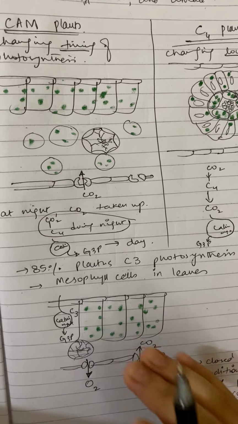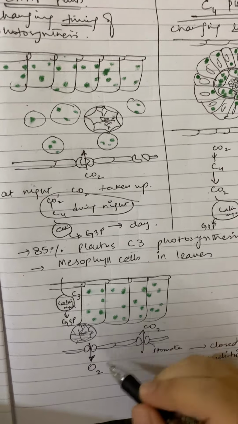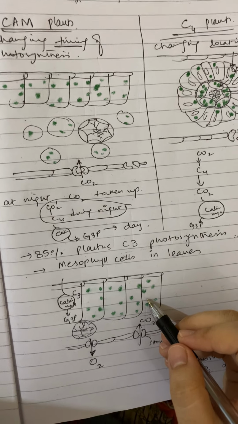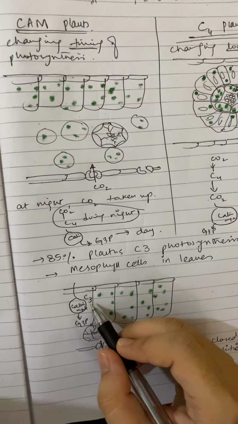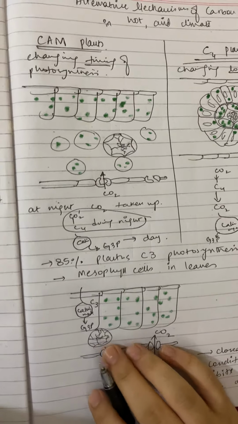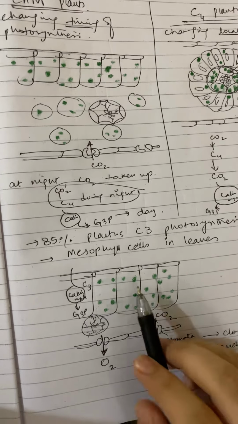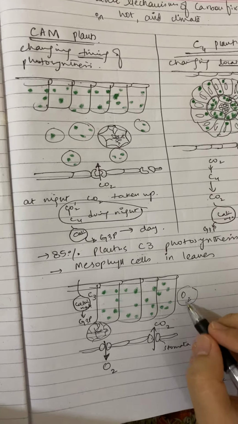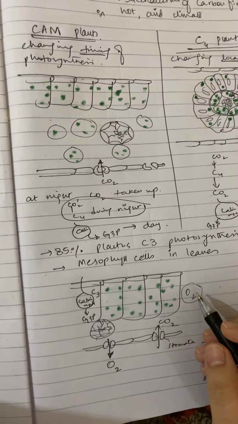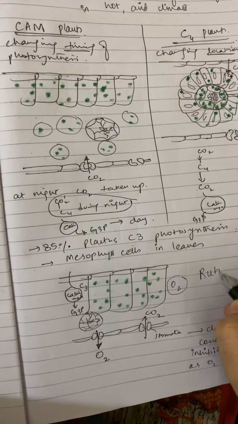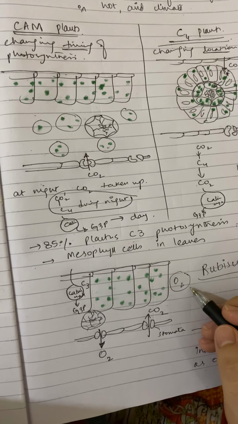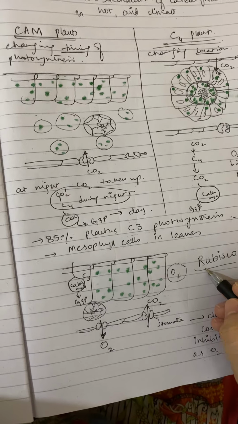For example, in a normal C3 plant, carbon dioxide enters and oxygen leaves the leaf. Carbon dioxide moves into the mesophyll cells, palisade mesophyll cells, and they undergo the Calvin cycle, releasing glucose. But when the stomata are closed, oxygen is produced during photosynthesis, which accumulates and cannot escape. It will bind with rubisco, because rubisco binds with both carbon dioxide and oxygen. But if rubisco binds with oxygen, it is wasted.